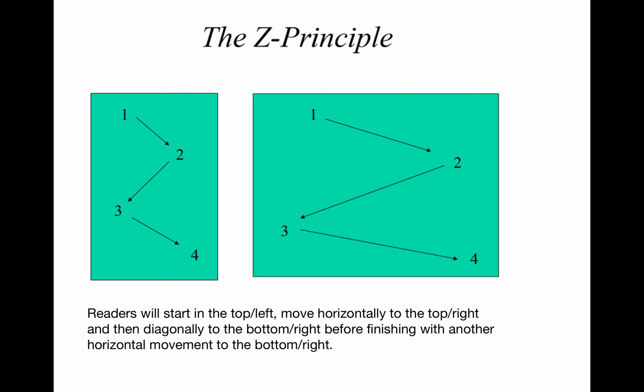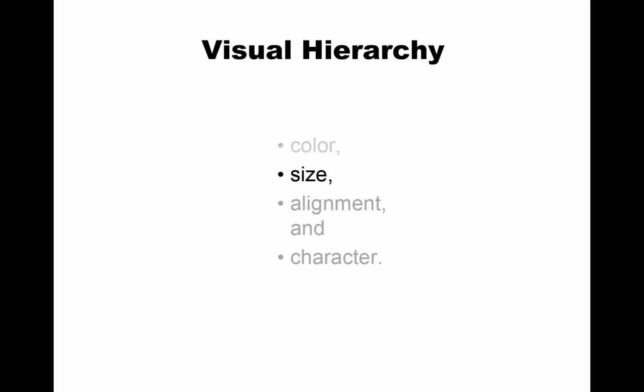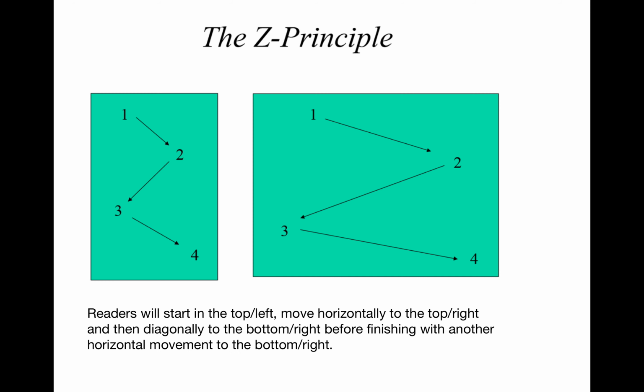With size, we can break how we instinctively see a page. The reader usually will start in the top left, and then move horizontally to the top right, and then diagonally to the bottom left before finishing with another horizontal movement to the bottom right. So we kind of zigzag our way down the page or down the layout. And that's usually how we think about or read a page. We call that the Z principle.